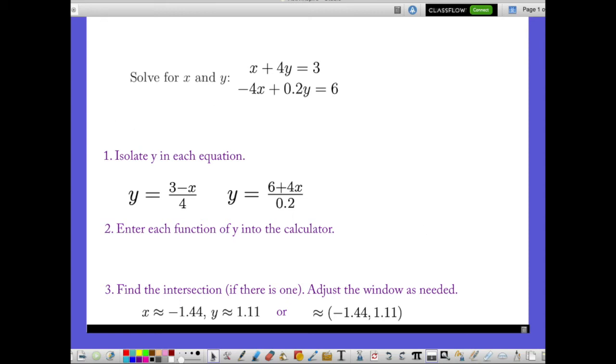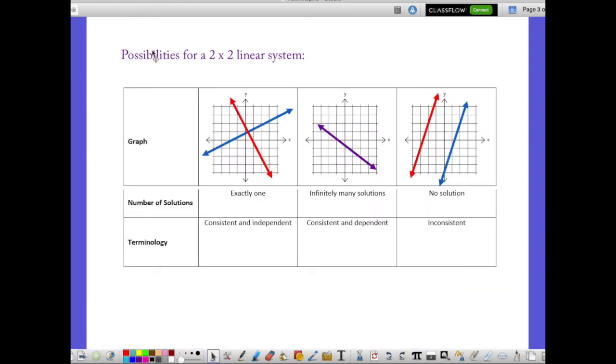Okay, so I'm going to talk here a little bit about classifying the possible solutions of a 2 by 2 linear system. Okay, so here are the possibilities for a 2 by 2 linear system. If you take a look at the graphs, each equation's graph is going to be a line. So those two lines might intersect once, in which case we have exactly one solution, and we say that that system is consistent and independent.